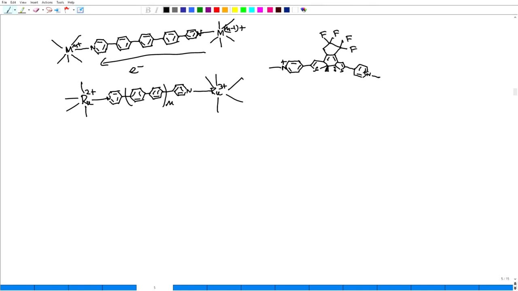Perfluoro. All the hydrogens are replaced by fluorine. So I say perfluoro. Okay? When this is closed at this point, closed, then electron will conduct through this. Electron can conduct from here to here. When this is closed, and when it is open, when it is open, this will happen.